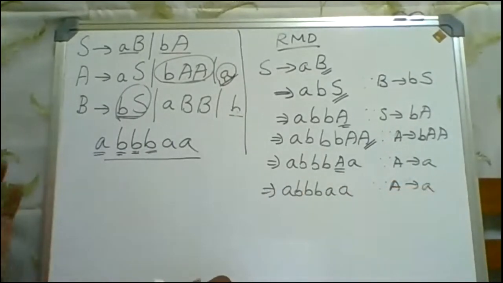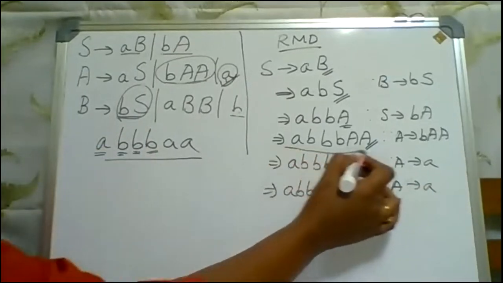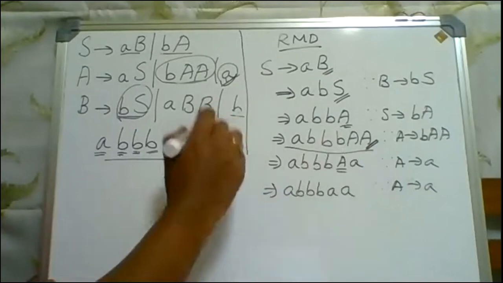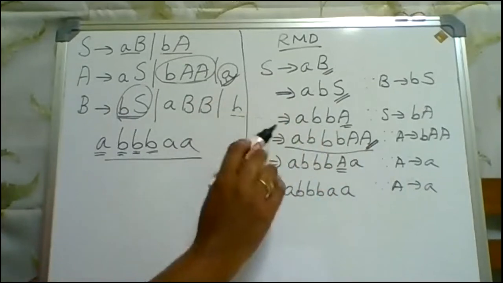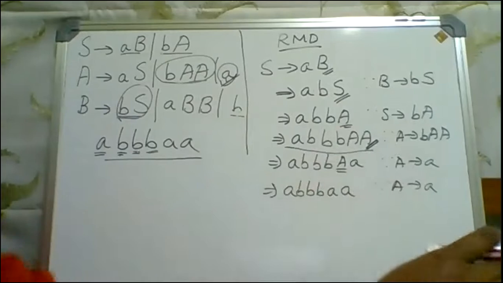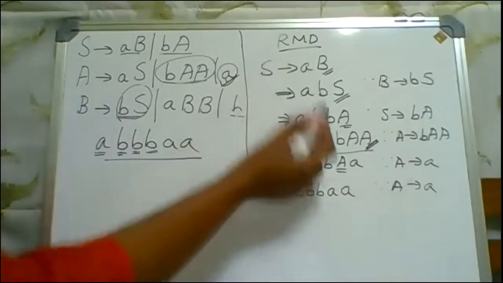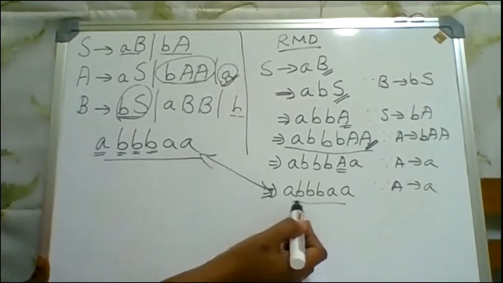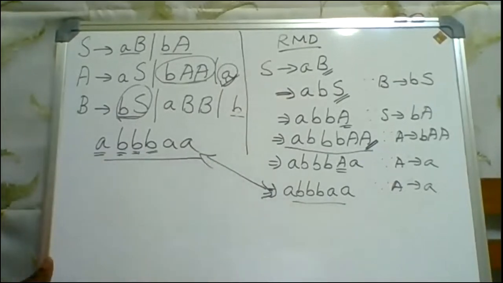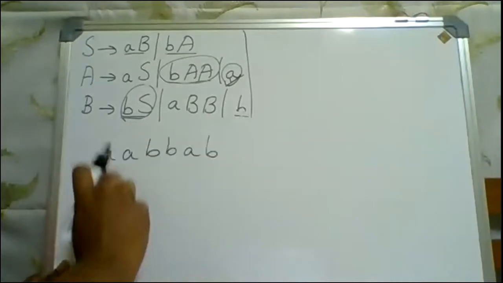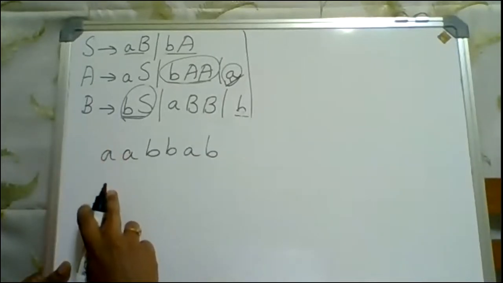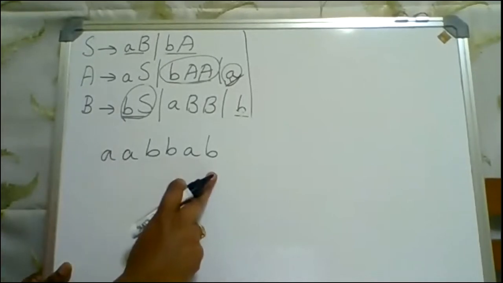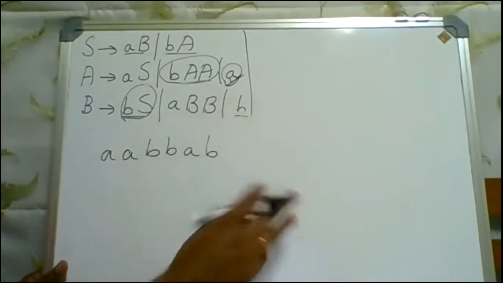So here, in this step, we have replaced the rightmost variable first, then the next A. In the previous example, we replaced the leftmost variable first and then the next variable. And here, by applying RMD also, we have obtained the same string, that is ABBBAA. Now, for the same grammar, let us obtain another string AABBAB using LMD and RMD.